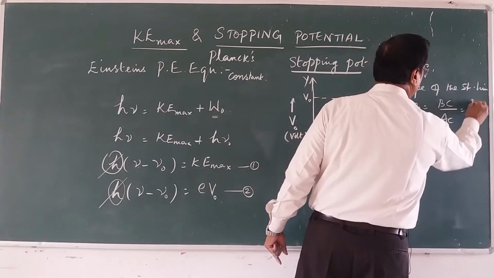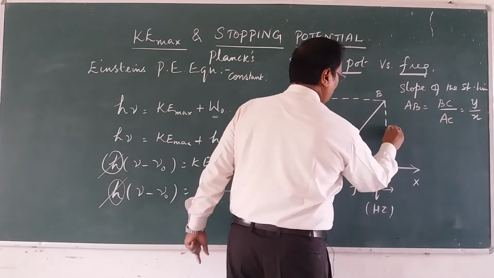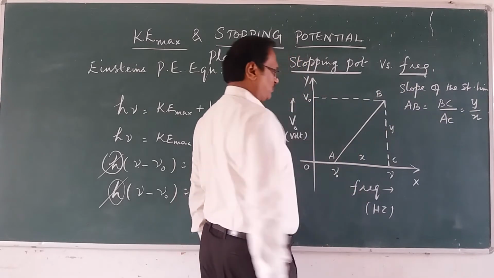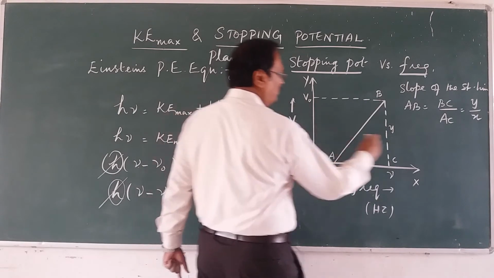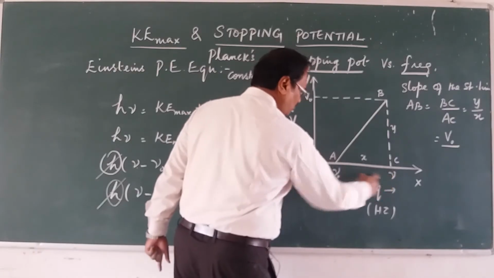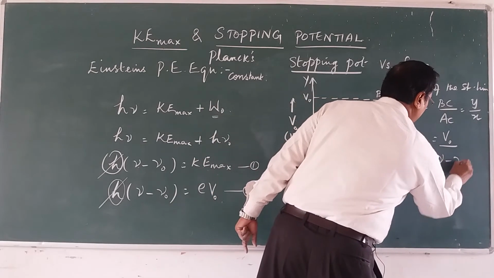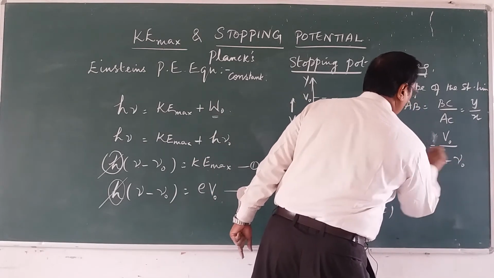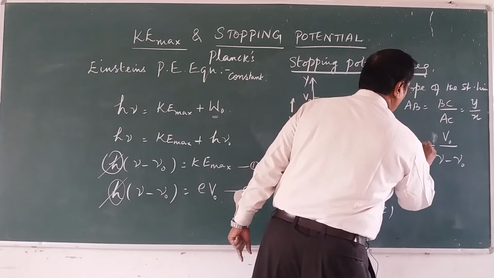BC upon AC, that is y upon x value, y divided by x value. What does y stand for? V naught divided by, what does x stand for? Nu minus nu naught. Okay, so this is giving you the slope.